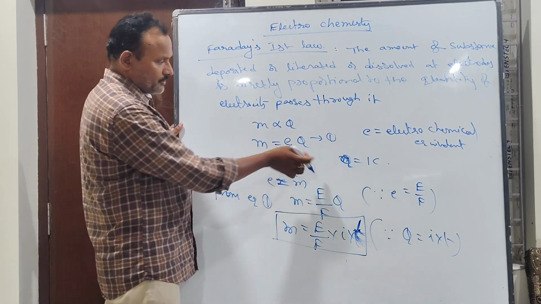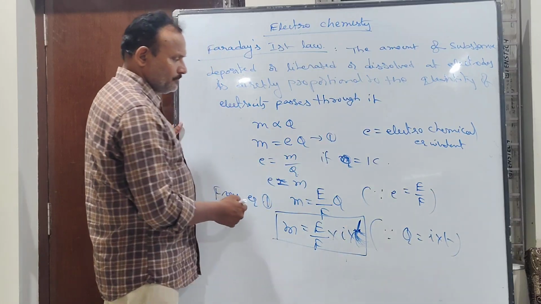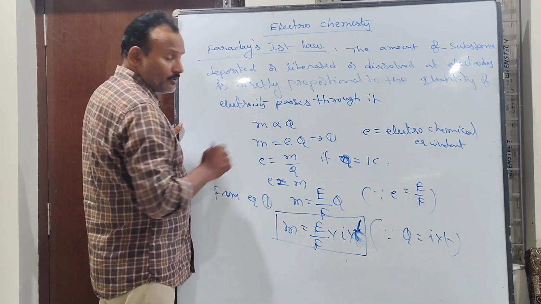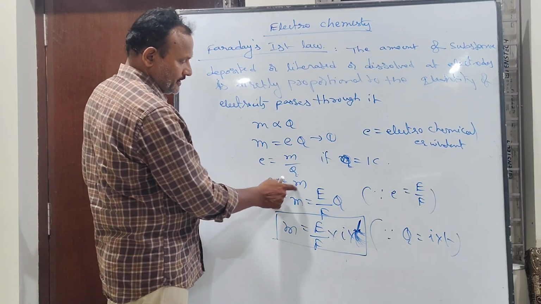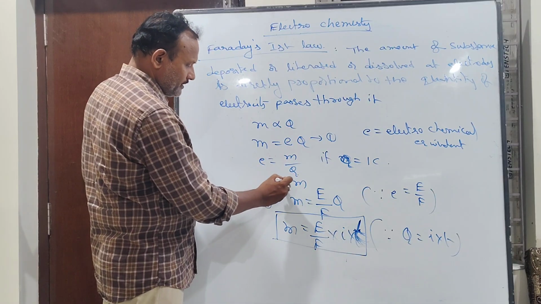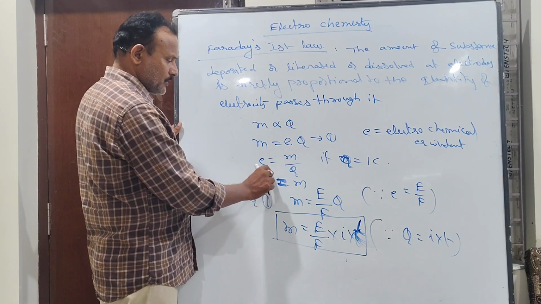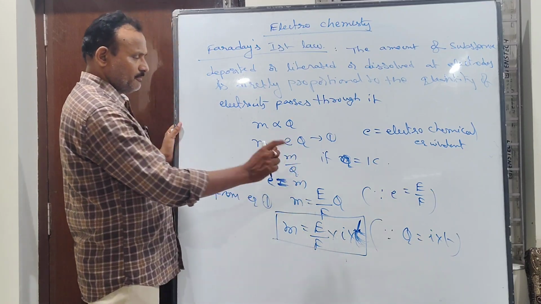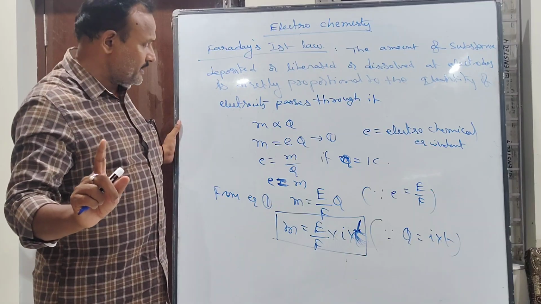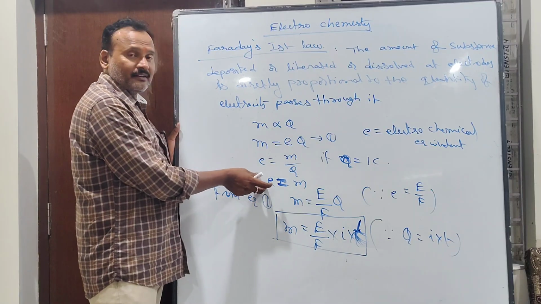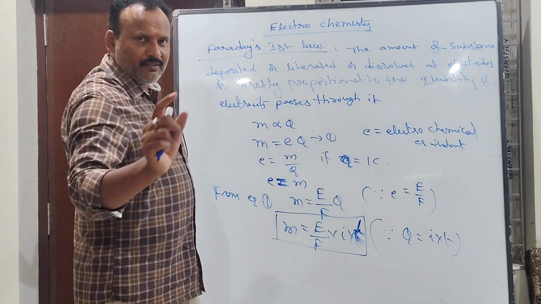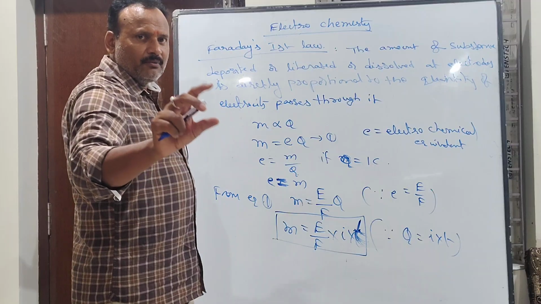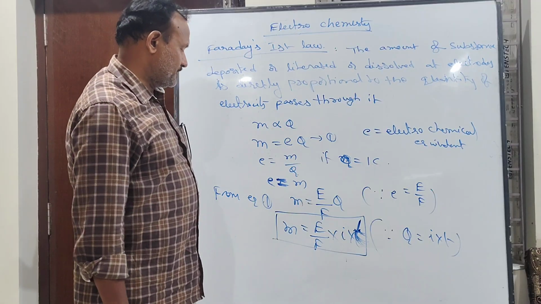Suppose Q is equal to 1 coulomb, substitute in this equation, then e is equal to M. So electrochemical equivalent is nothing but the mass of the substance deposited or liberated by passing 1 coulomb of electricity, right? What is the definition of electrochemical equivalent? The mass of substance deposited or liberated at electrodes by passing 1 coulomb of electricity.